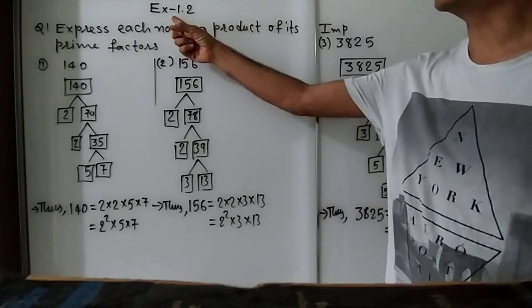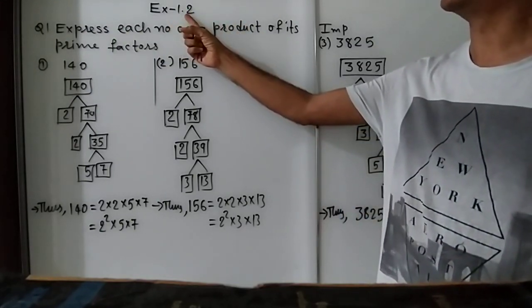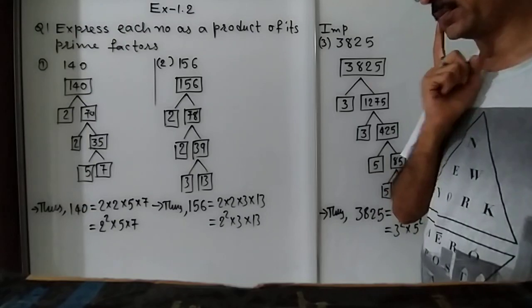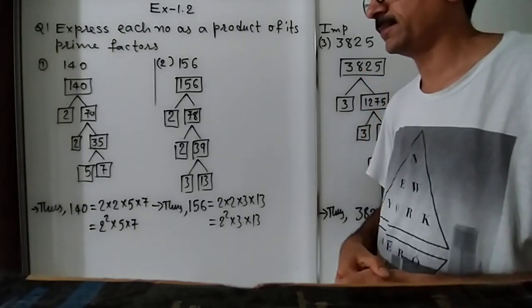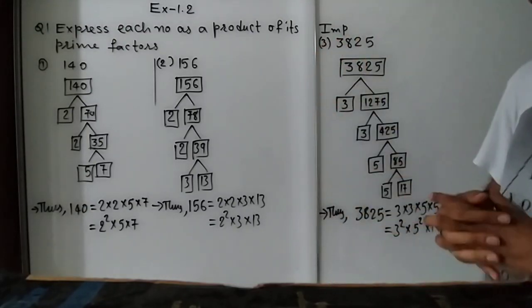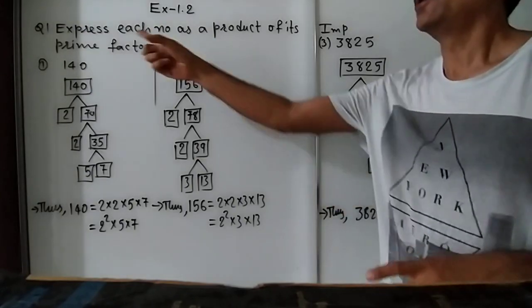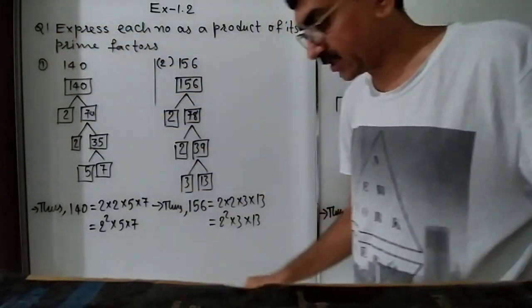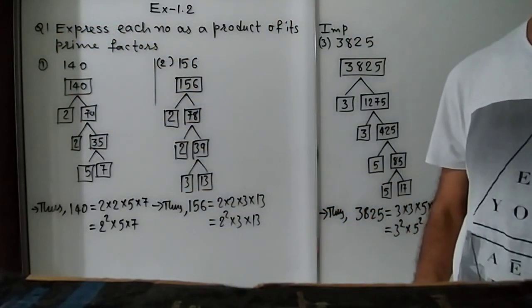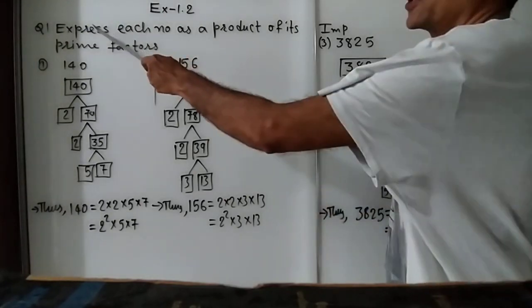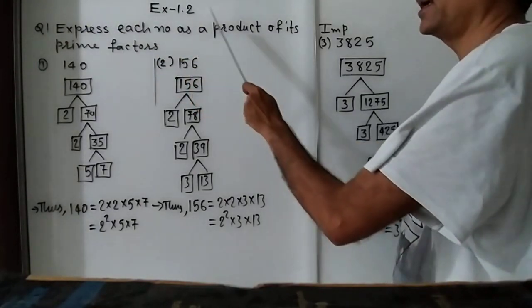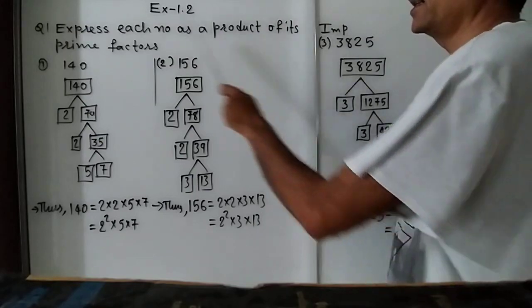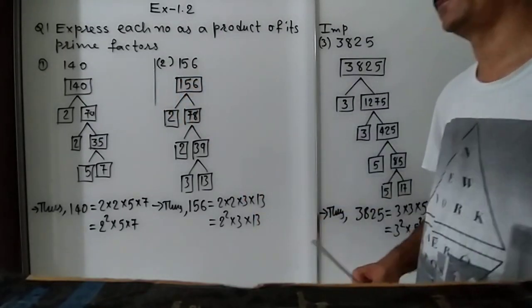Today we are going to start exercise number 1.2. So, first question. There are 5 questions. Question number 1. Express each number as a product of its prime factorization.